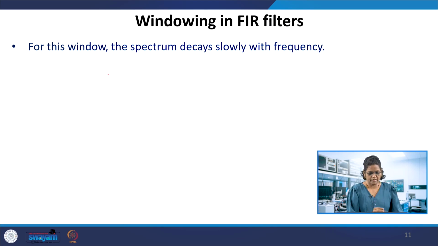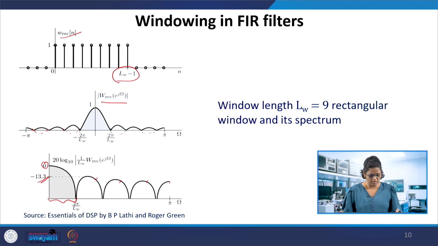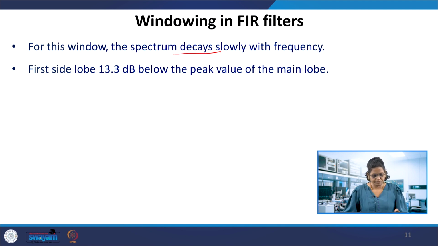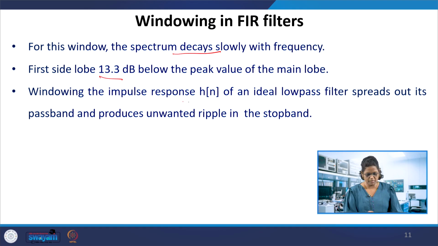So what other characteristics can be observed in that? The spectrum decays very slowly with respect to the frequency. Here the decay rate is very slow in the rectangular window frequency response. Also, the first peak of the side lobe is 13.3 dB below the main lobe. This impulse response, if we consider it in a filter design, we have the ideal filter characteristics, that is H of n, what is required.